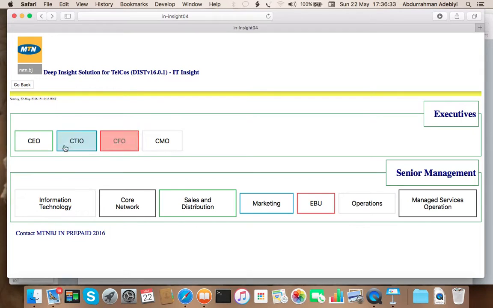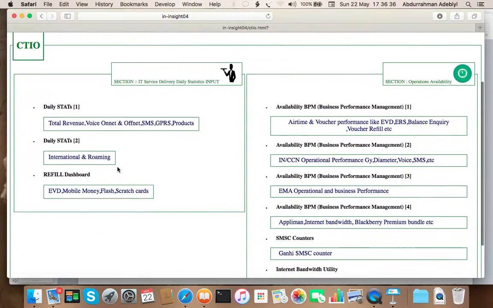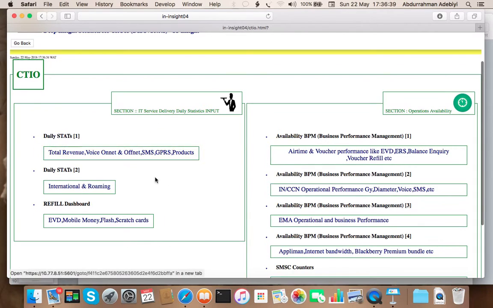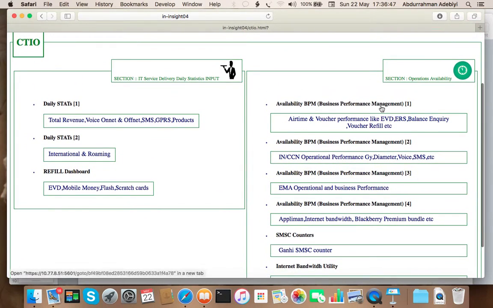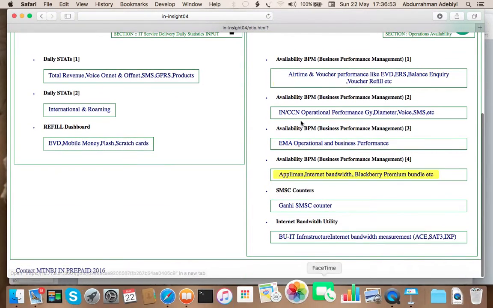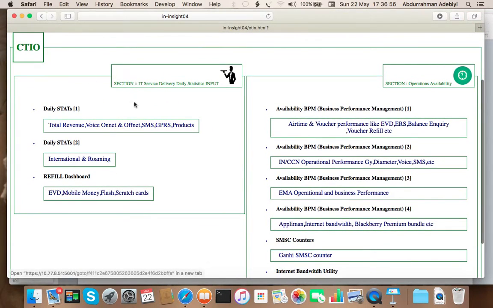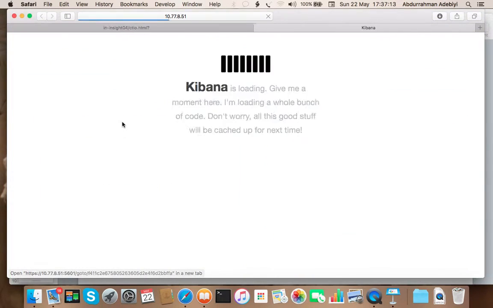As usual, we get to this page and click on CTIO, and we can see there are two sections: IT service delivery daily services and operations availability. If you've gone through the CEO dashboard, we've covered those aspects, so we will look more at the IT service delivery aspects. We start with daily statistics: total revenue, voice on-net, off-net, SMS, GPS. Then international and roaming, and then refill, which is EVD, mobile money and scratch cards. So it's more than IT delivery.